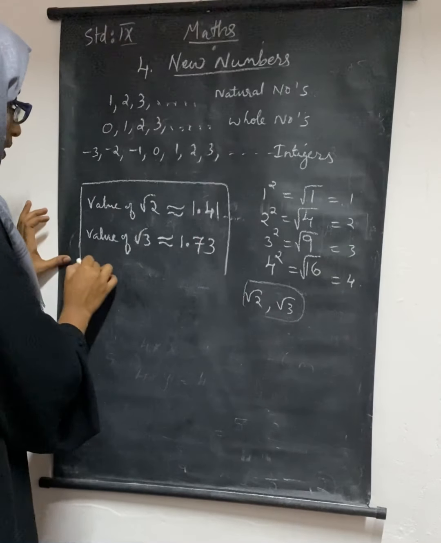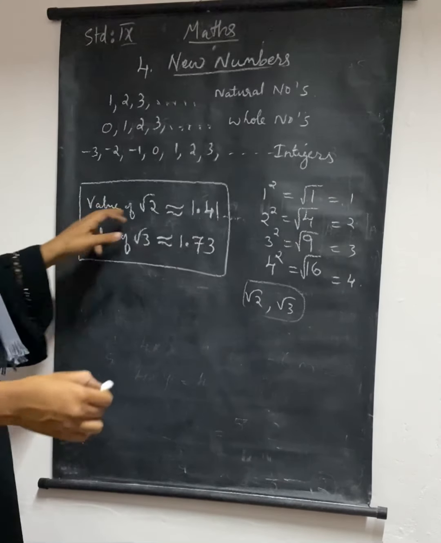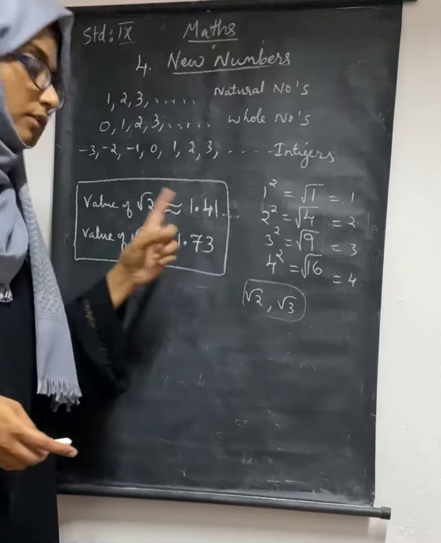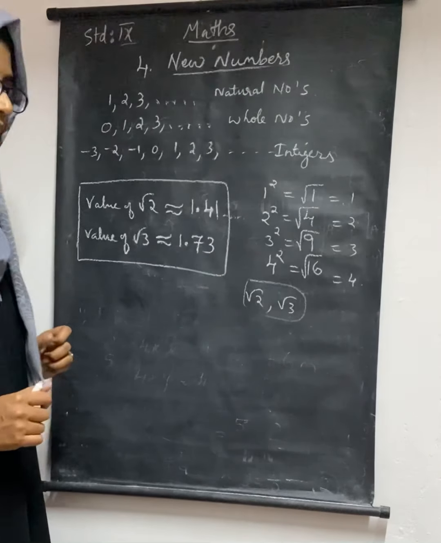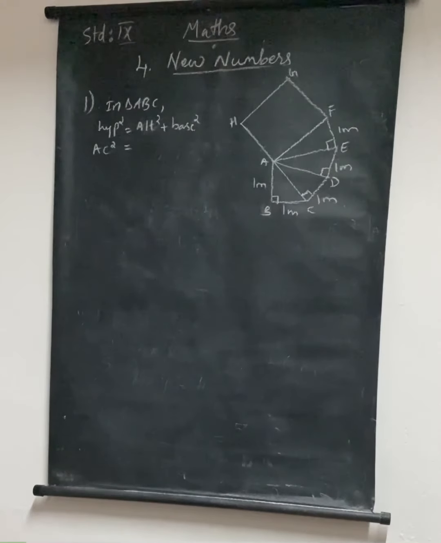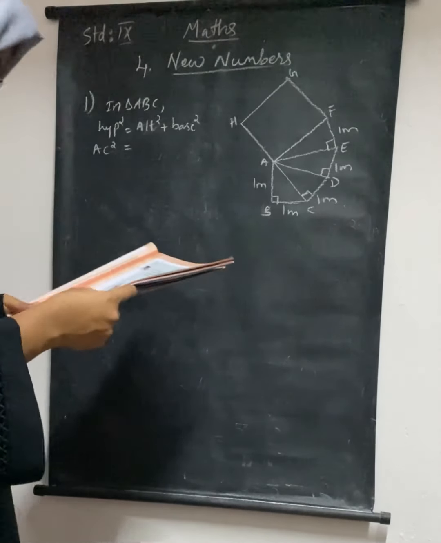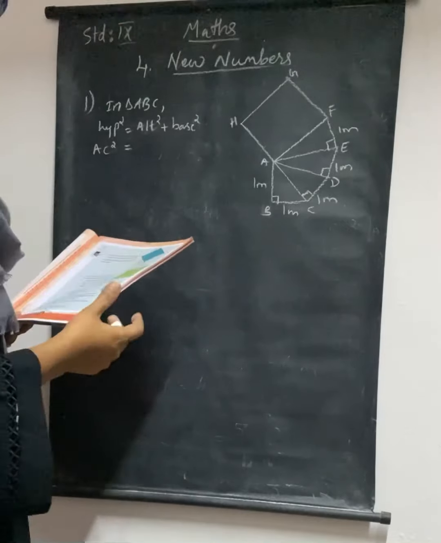So you have to learn this by heart. Square root of 2 value, what? 1.41. Square root of 3 value, 1.73. This is very, very important for the problems. Now we'll move on to the problems, that is page number 49, using the new numbers.